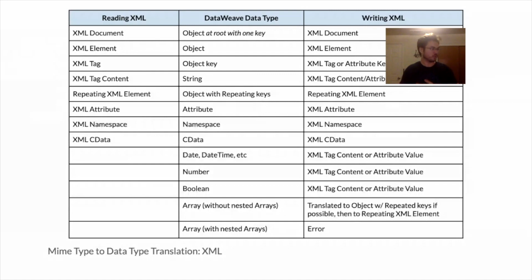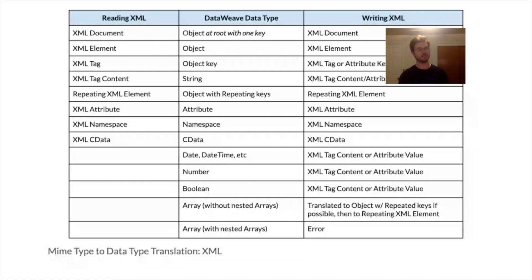Okay, so we dealt with repeating XML elements. XML attributes just map directly to DataWeave attributes. There's nothing really crazy there. XML namespaces also map to DataWeave namespaces, also nothing surprising. And CData maps to CData. So let's talk about writing XML, which is usually the problem.